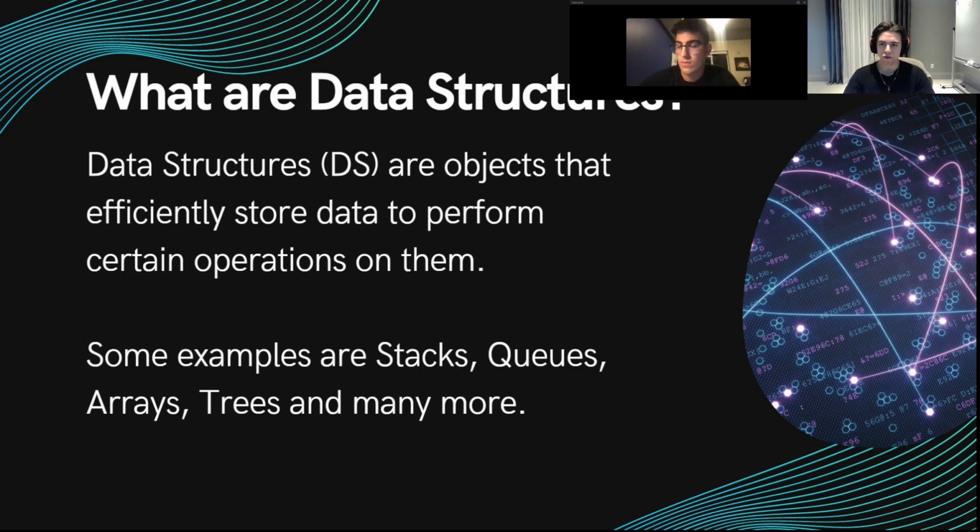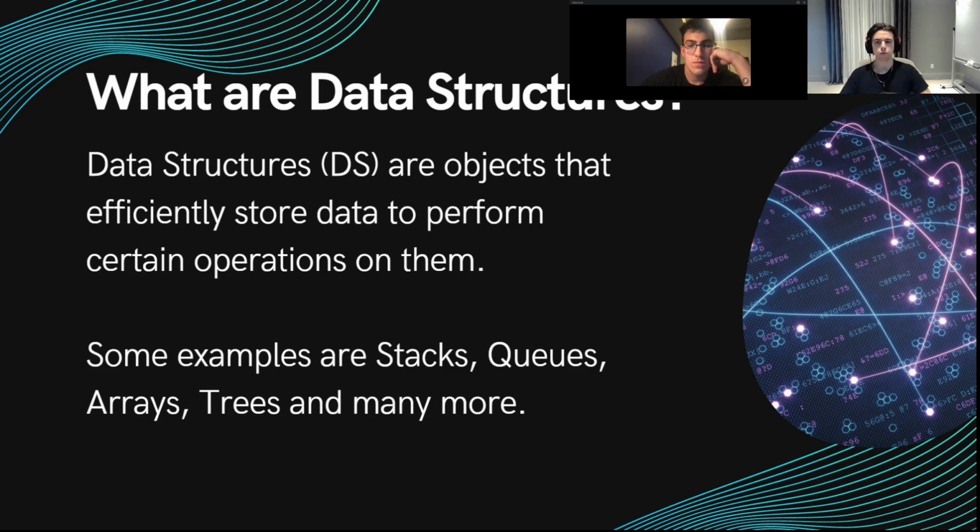So what are data structures? Data structures are objects that efficiently store data to perform certain operations on them. I know that's really vague and very hand wavy, but I'll explain. Some examples, as we see, are stacks, queues, arrays, trees, and more. So imagine it's an object in a way.